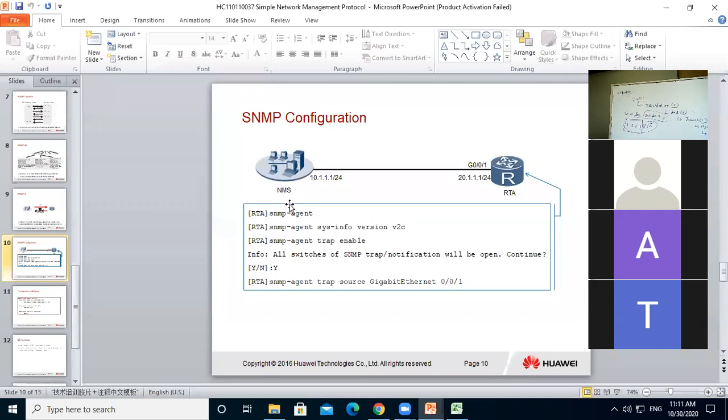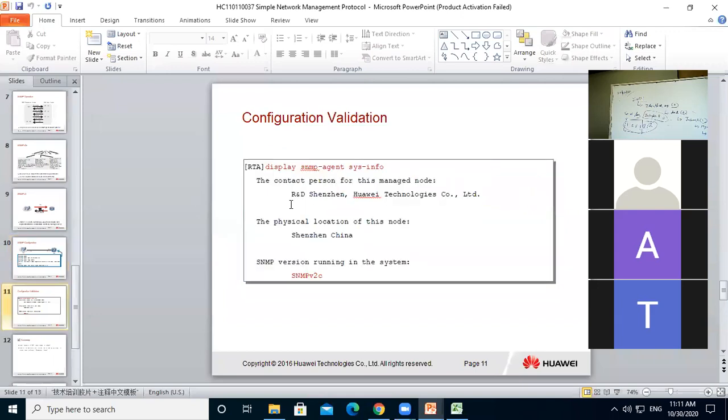Then go to particular port. Then check the configuration part. So the basic way to check the configuration part is display and space with specifically what you want to display. So in this case, we are finding SNMP agent system information, and it will tell you complete information about this command.